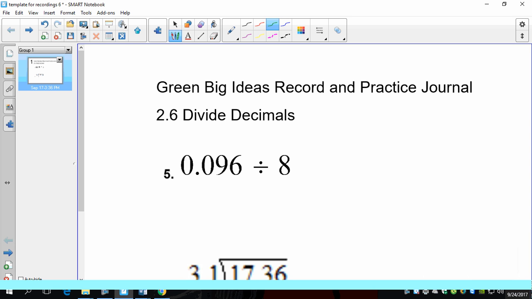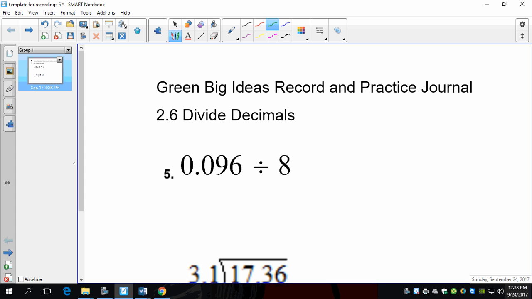We are working from the last section in Chapter 2 from the green Big Ideas Record and Practice Journal. We're doing today 2.6. We're dividing decimals. And our first one we're looking at is number 5. 0.096 divided by 8.